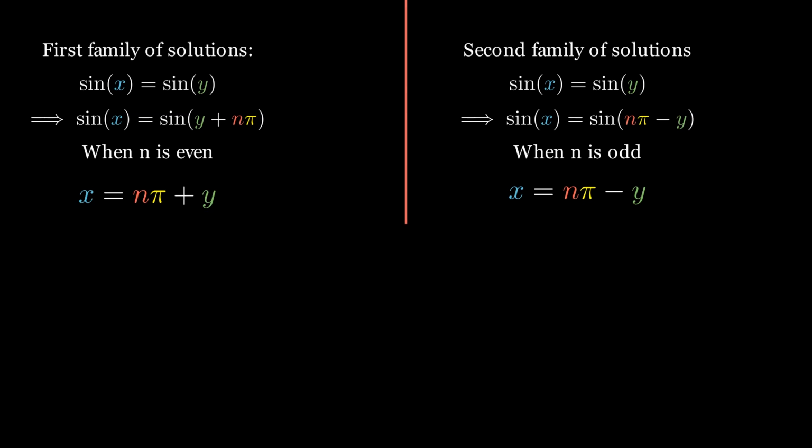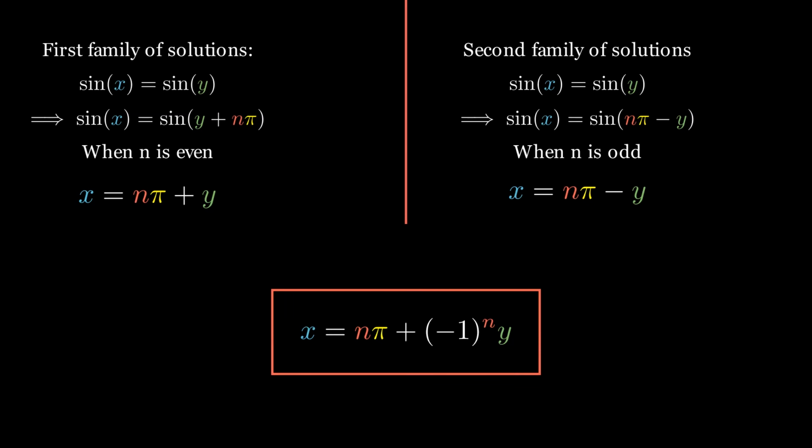We wish to combine these results into one. For that we need something that is positive when n is even and negative when n is odd. Well, we can use minus 1 to the power of n. Then finally our general solution comes out to this.